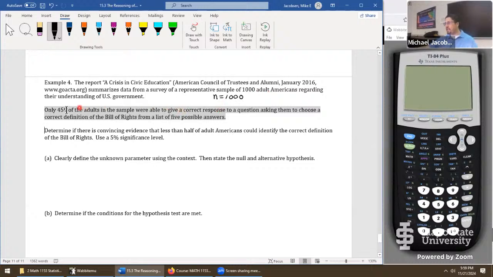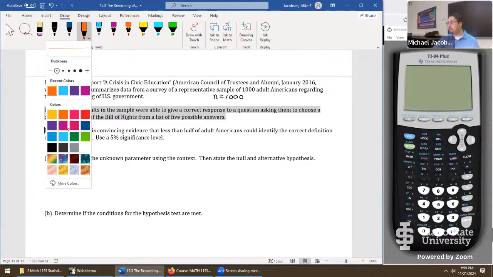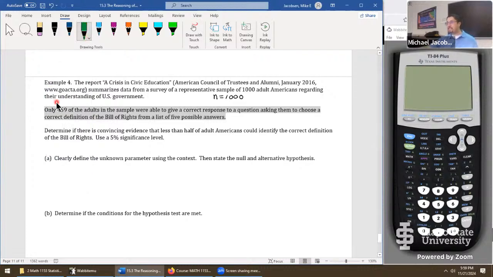And looks like when they said 459 did something, exactly, that's the successes in the problem. So 459 successes, that's correctly identifying the Bill of Rights in a multiple choice question. So 459 successes.